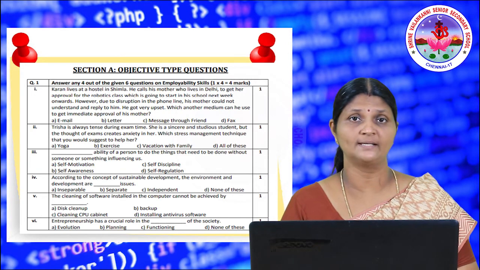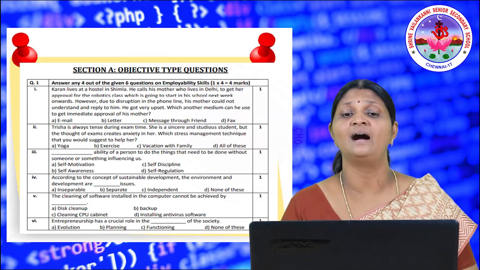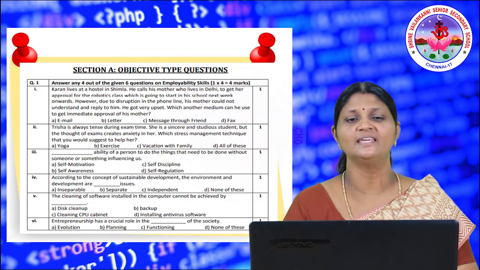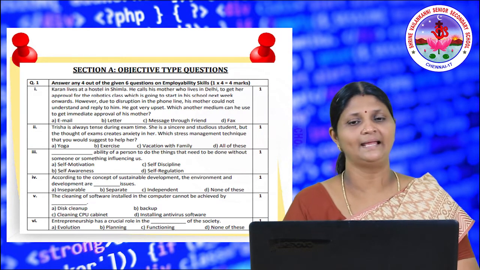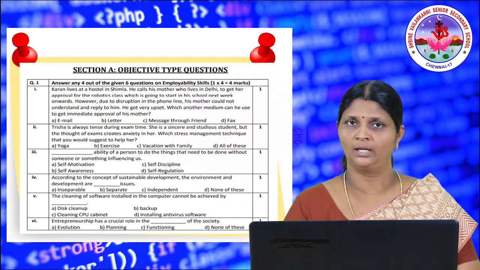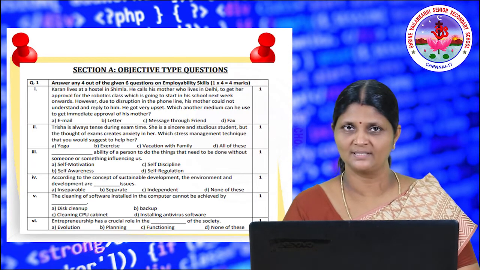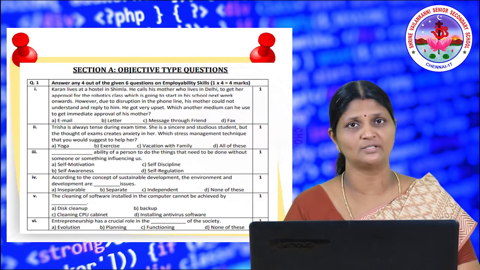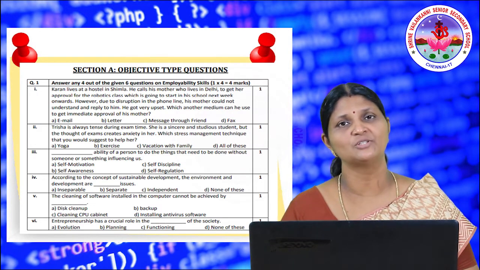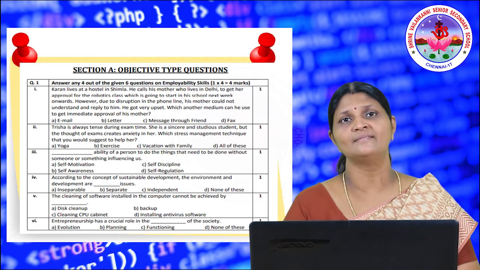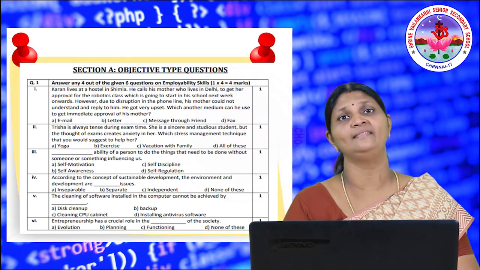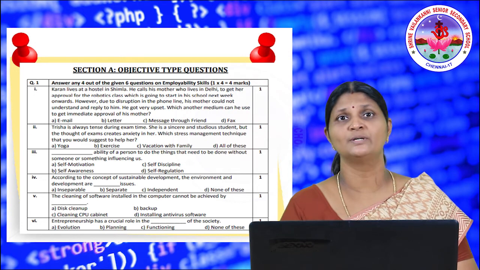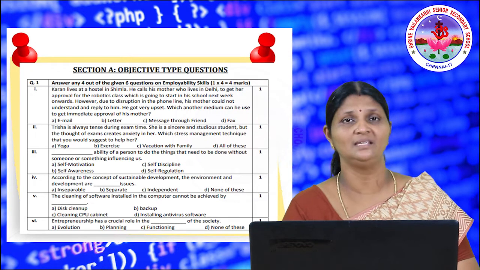So 4 options are given. Please think and answer. So the answer is email, because letter, it's not through net or through the system. It is actually a physical letter which will take time to reach his mother. Next is message through friend. Rather than messaging his friend and then conveying it to his mother, he can go with the email.